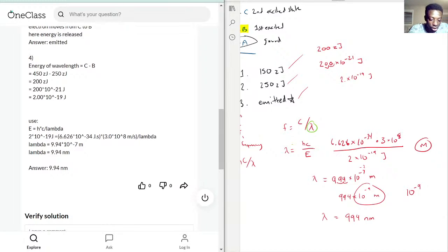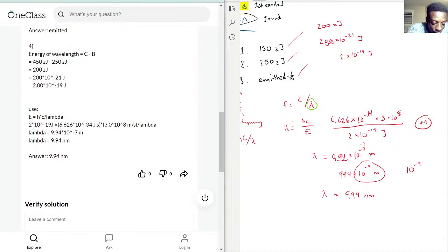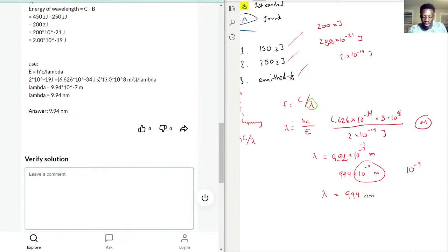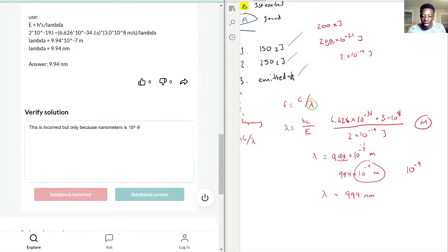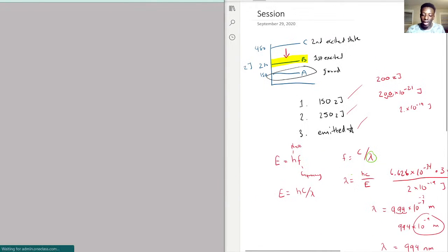And then they rearranged it, allowing to solve for wavelength. Although I do notice that what they didn't account for here is that 10 to the negative 7 gets to change to 10 to the negative 9. So this is incorrect, but only because nanometers is 10 to the minus 9. But it is pretty close though. But yeah, so quite a bulk of a question. But we're going to get through that.